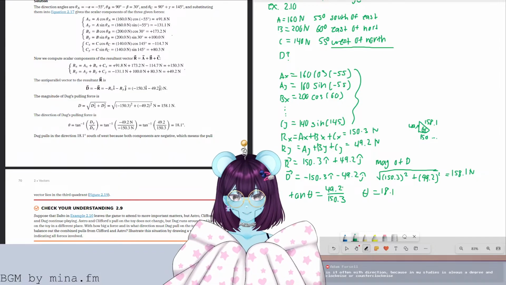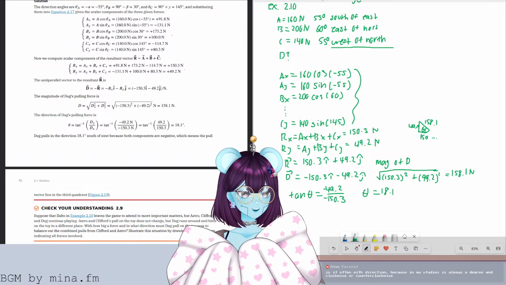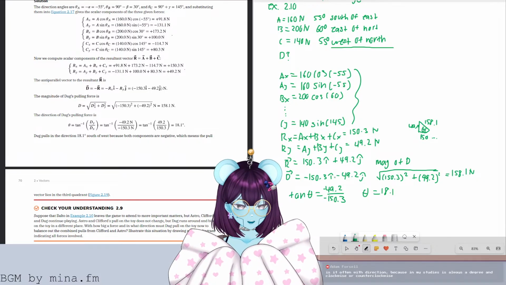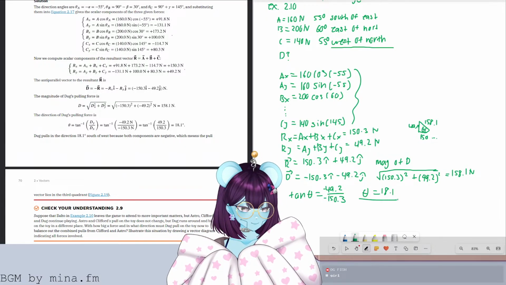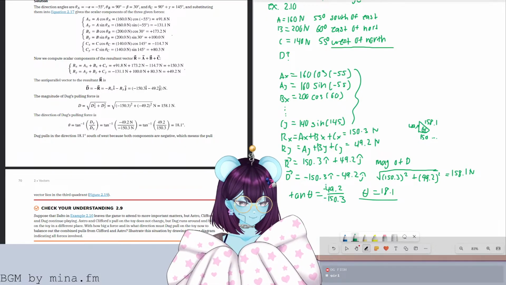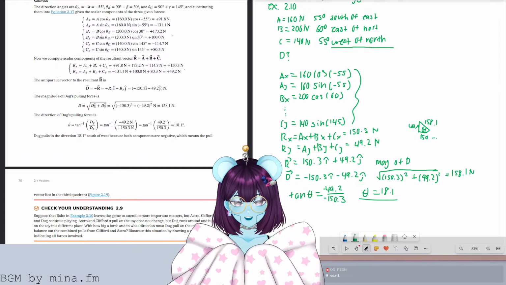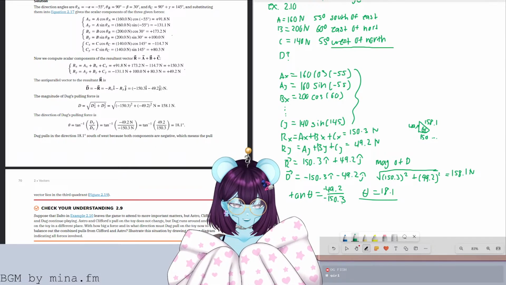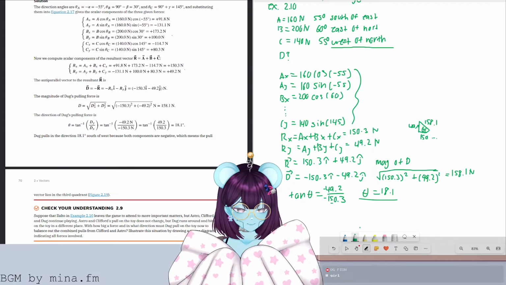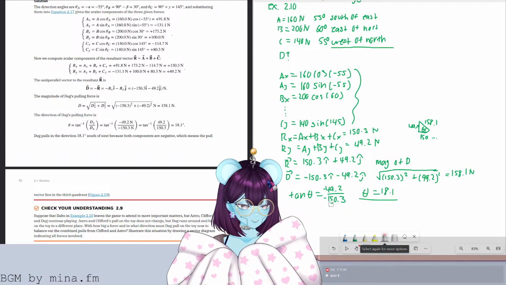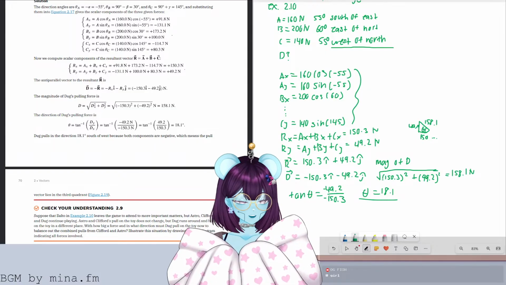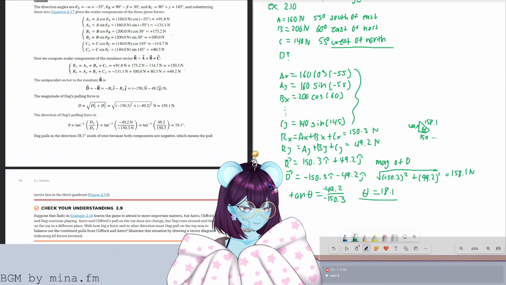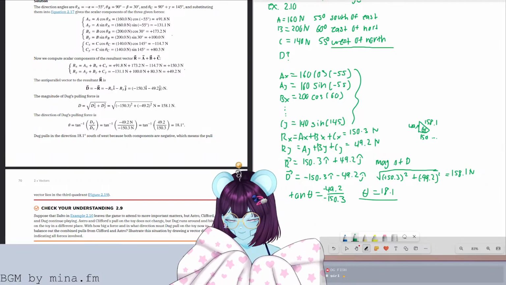18.1. It's good practice to put the negatives, but I knew that the negatives were going to cancel out, so I didn't include them. But yeah, don't forget the negatives. If you're lazy like me and you know that they're gonna go away, you can take them out. But if you're a little forgetful, which is also me, you should probably keep the negatives in, even for the magnitude, which I did not do.